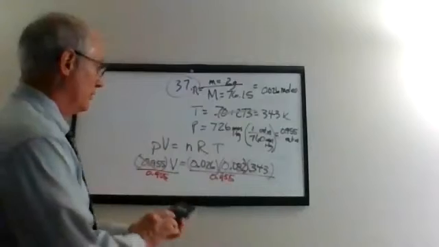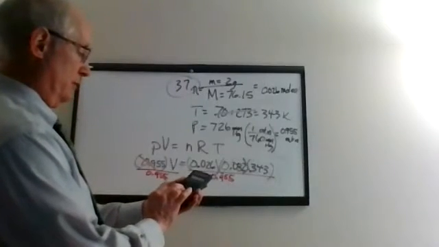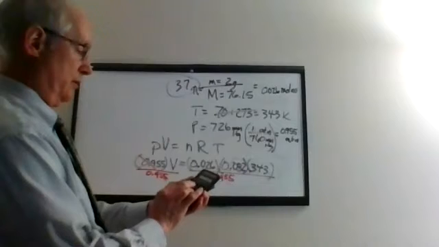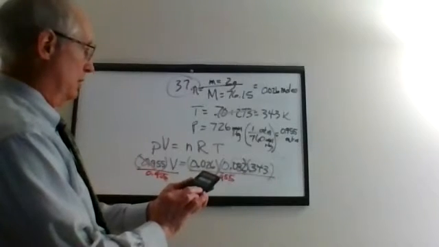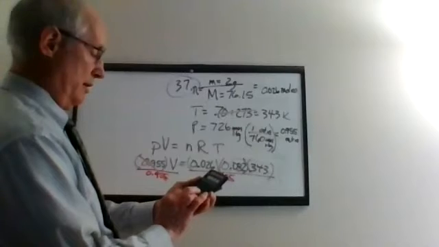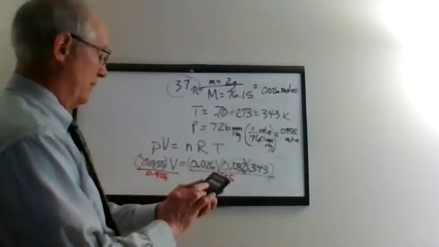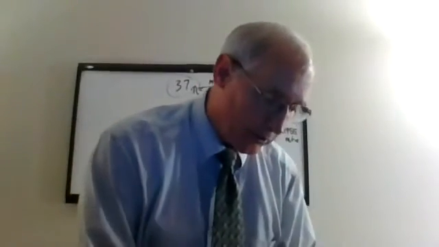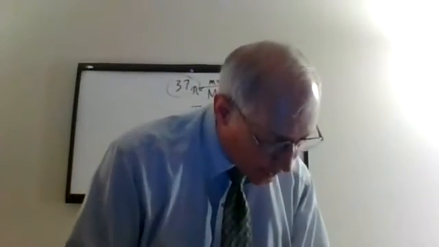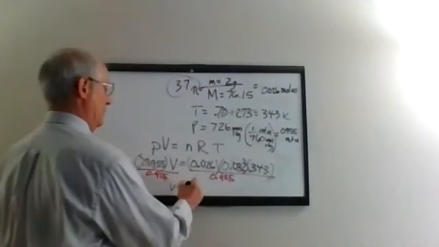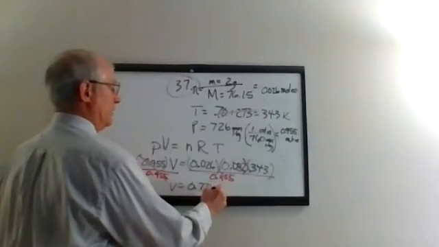So let's see if it works. 0.026 times 0.082 times 343 divided by 0.955. I get 0.76, and I got 0.765, so they got 0.77, which is rounded off correctly. Liters.